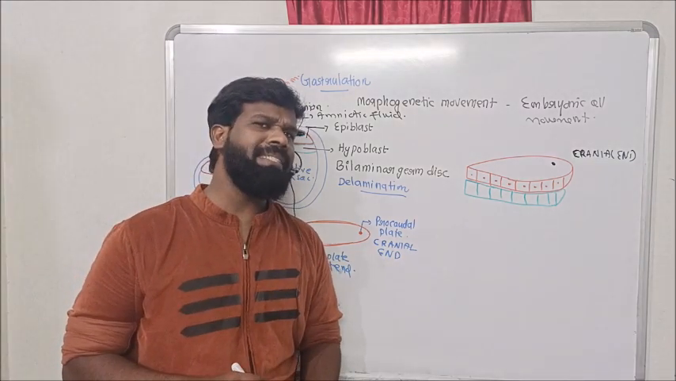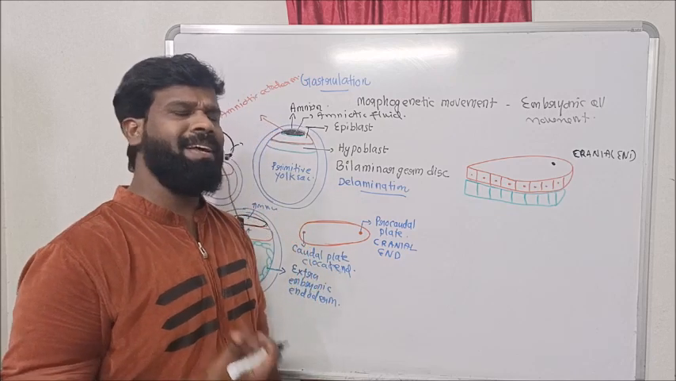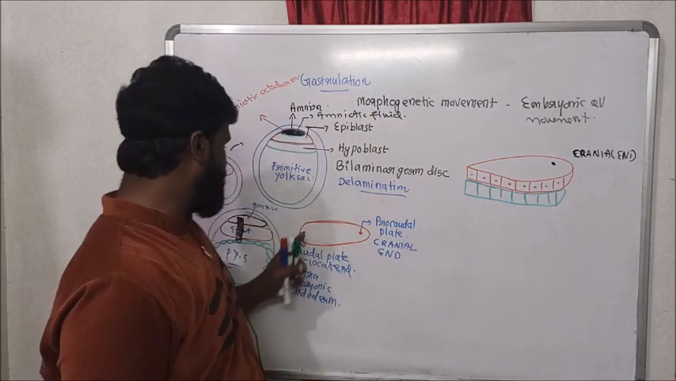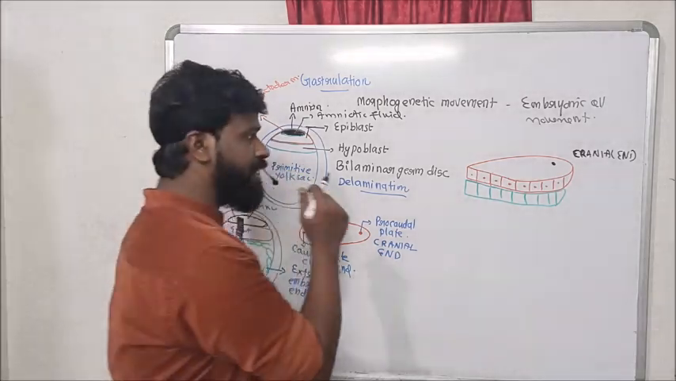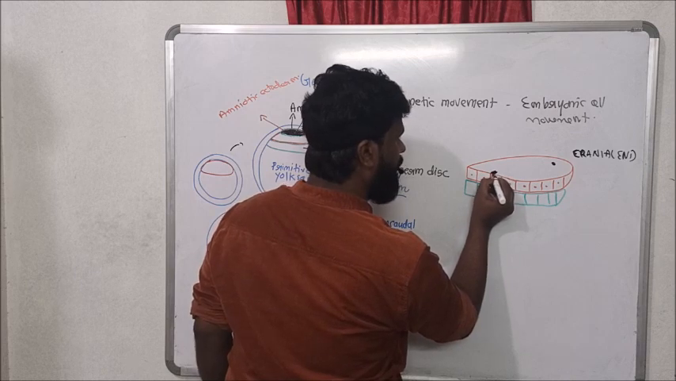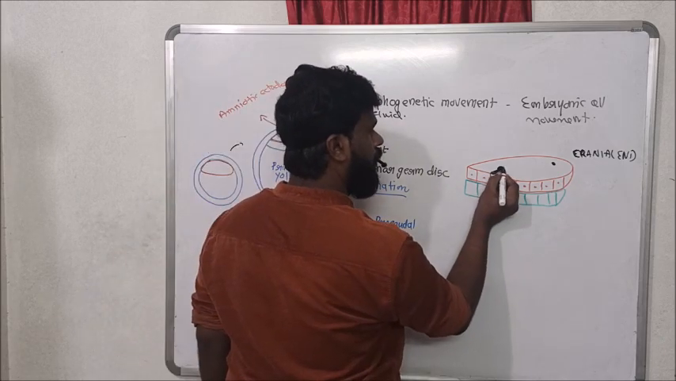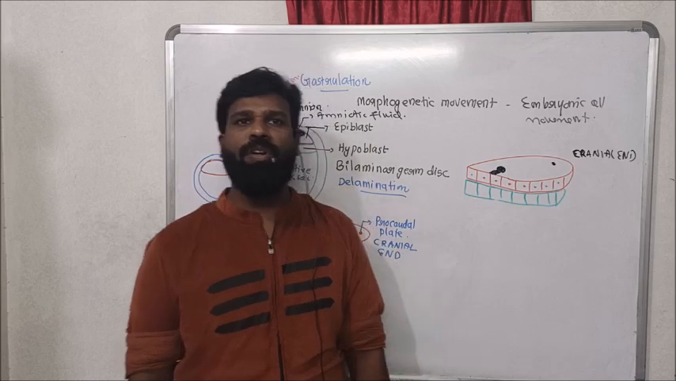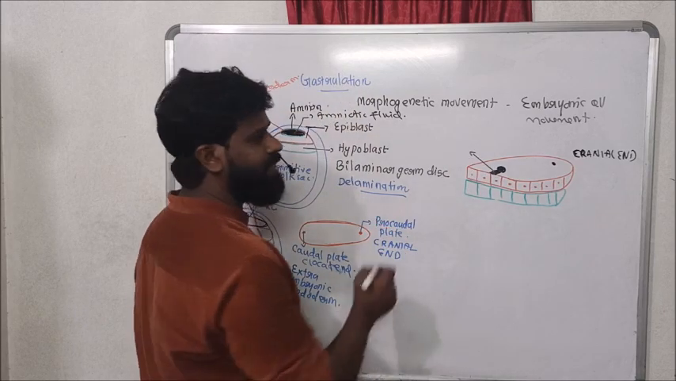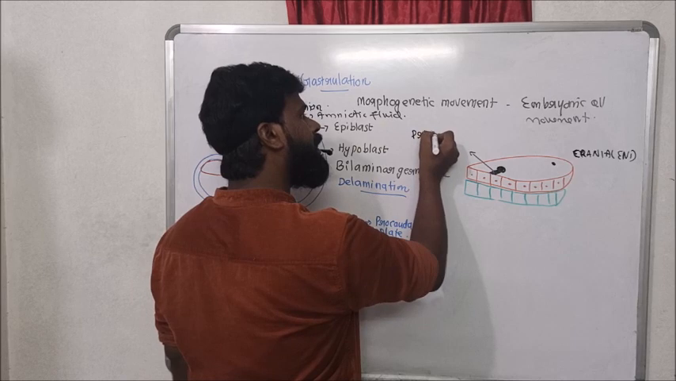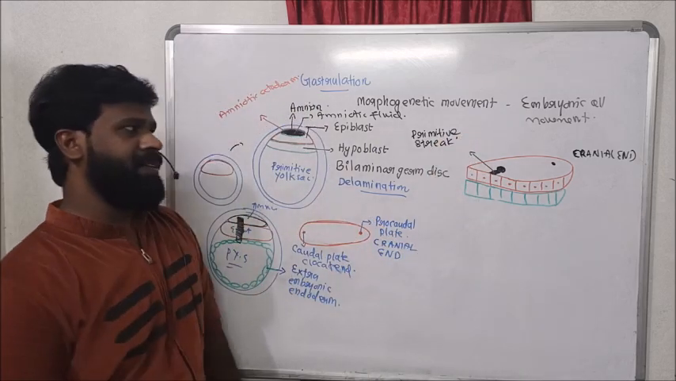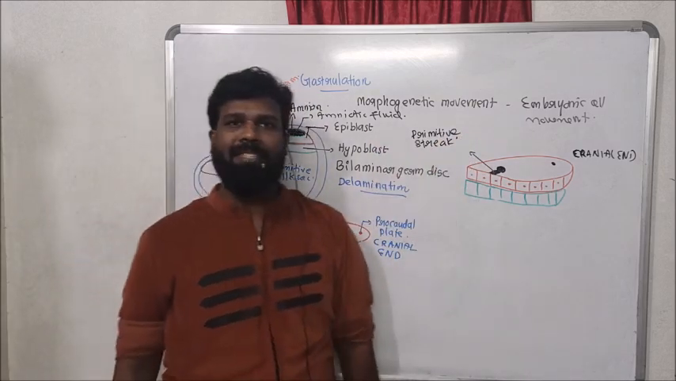Then a number of signaling processes cause the thickening of this epiblast from its caudal end. This thickened portion is called the primitive streak.